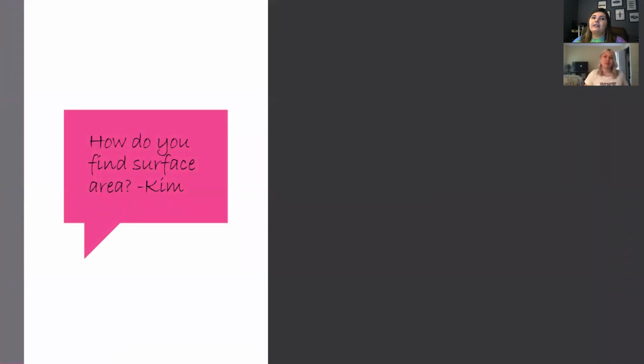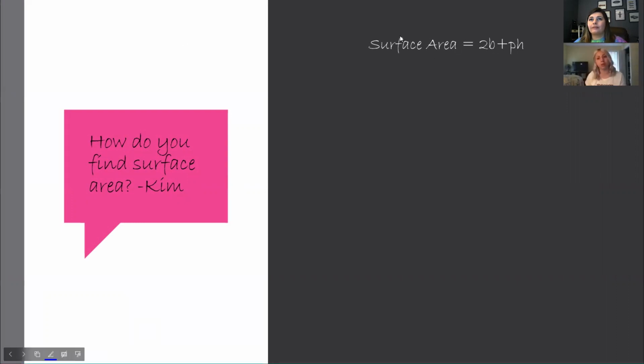So speaking of area, how would you find surface area, Kim? Could you explain that? Of course. We talked about perimeter and just basic area. Well, surface area actually has a different formula, which is 2b plus pH. Explaining those, b would equal the base, p would equal the perimeter, and h would equal the height.